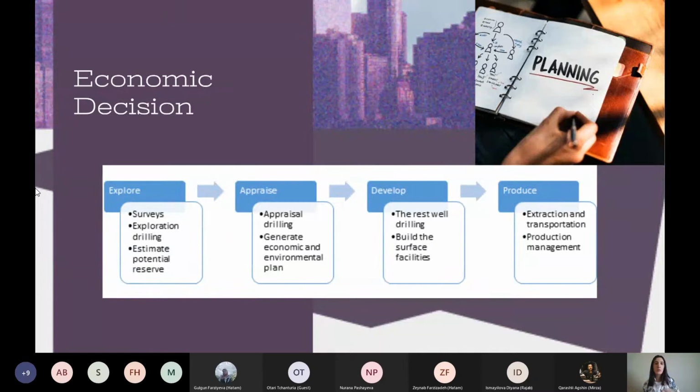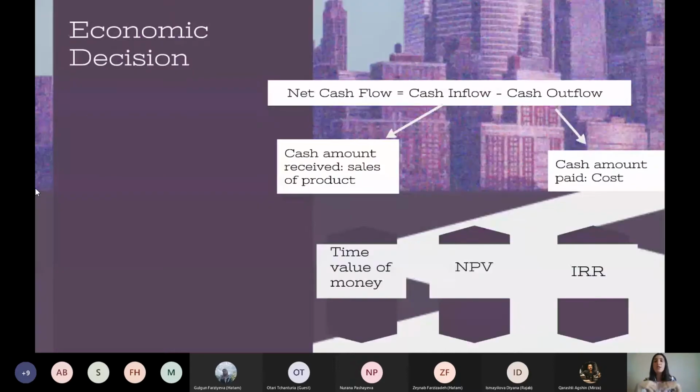So now we can look at some economic decision about earning, and we call this earning cash flow. So you can know what cash flow is. So net cash flow, or we can say cash flow, doesn't matter. It equals cash inflow minus cash outflow. You can understand from the name. Cash inflow means that you receive cash.